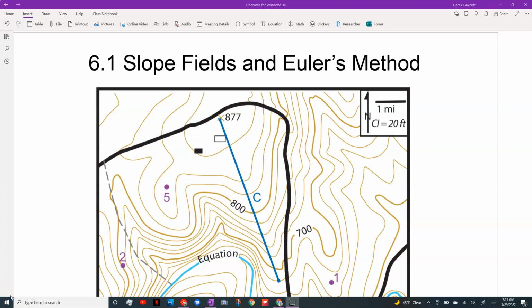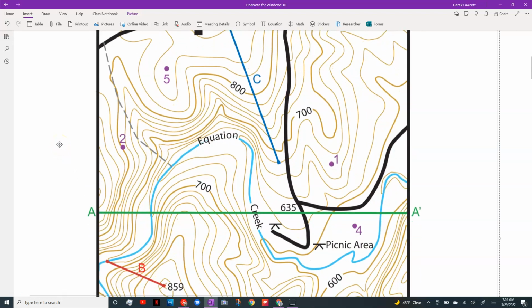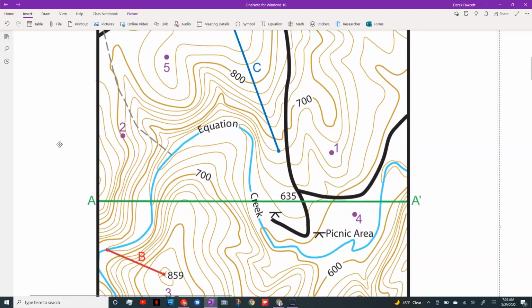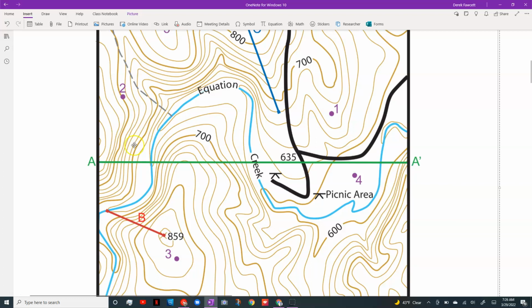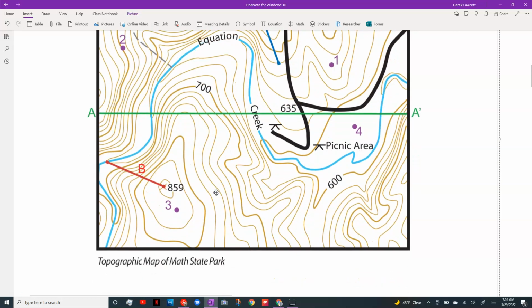For this video, we are going to take a look at slope fields and Euler's method. When I teach or talk about slope fields, I like to come back to the idea of topographical maps. We do a lot of backpacking and camping in our family. Slope fields are very similar to these maps in the way that they map the way that the mountain is moving at certain levels of elevation.